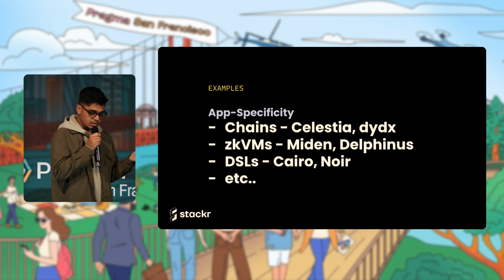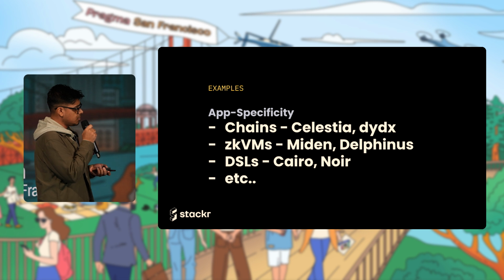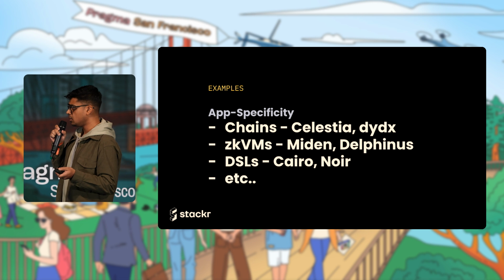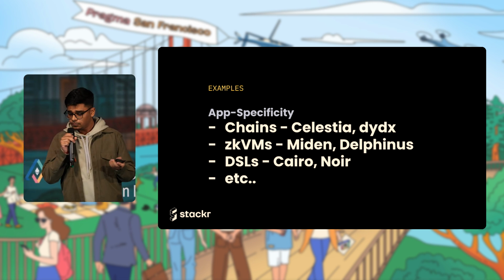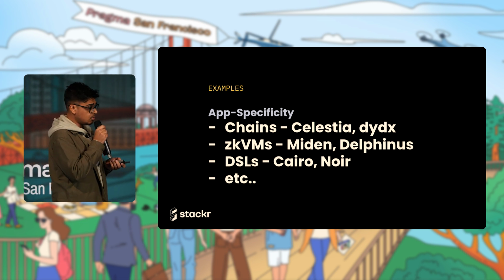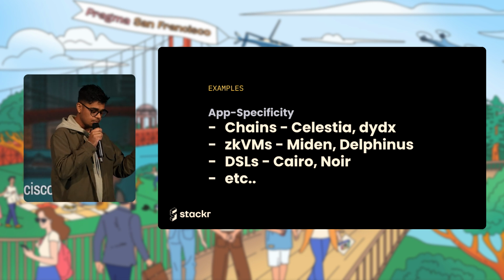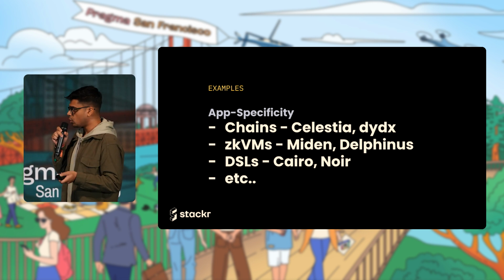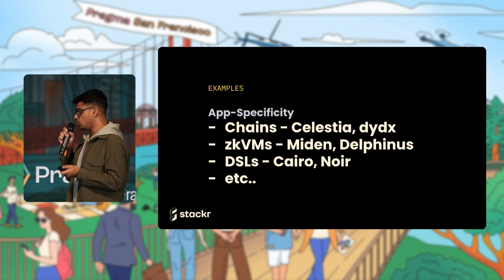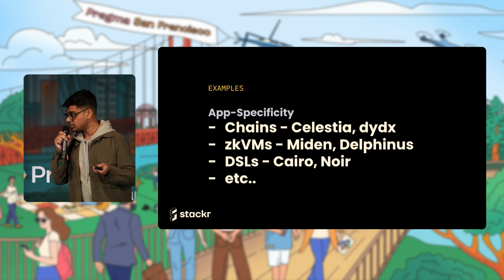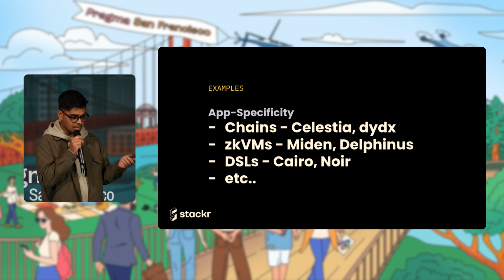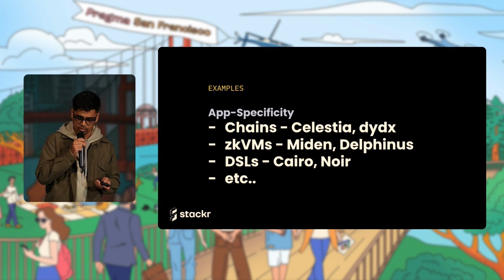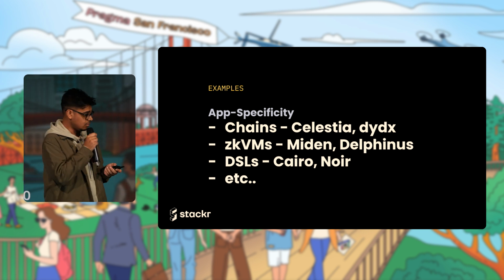Some of the examples are chains which are purpose-built. Celestia is a chain that is purpose-built for doing data availability. I mentioned DYDX, and then there are other chains as well which are application-specific for different purposes. Then for examples of ZKVM, there's Maiden, an L2 that does private transactions. Then there's Delphinus, which is a WASM-based ZKVM, and it can run WASM very well. If you try to run WASM on a regular ZKVM, it's just not going to work. And then there are DSLs like Cairo or Noir, or some other languages as well. These are purpose-built for doing cryptography and those kinds of things. And obviously there are a lot more examples around that.